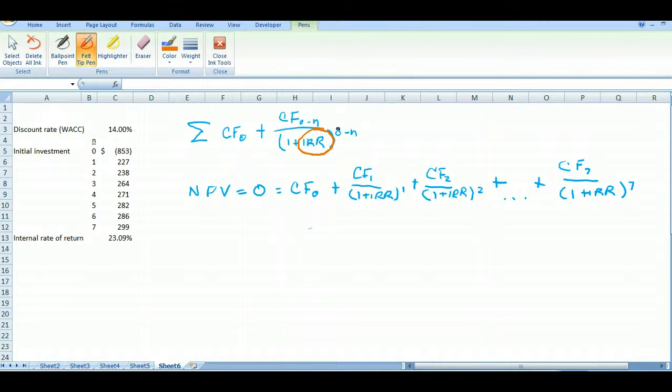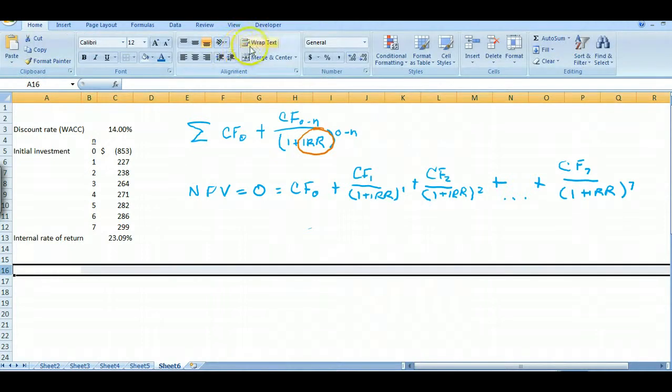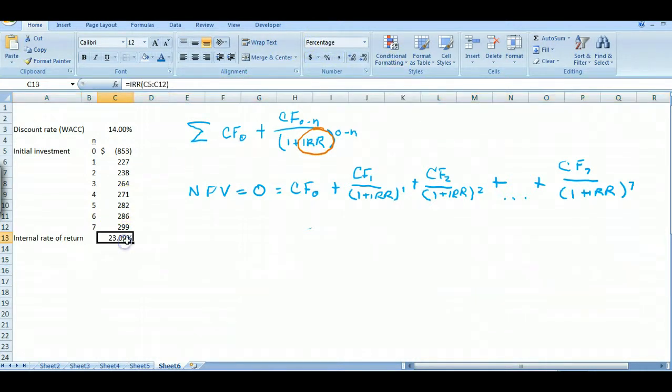So now I'm going to get rid of my pen, and I'll show you how to do this in Excel. So the first thing you have to do is highlight the cell where you want to put it. And let's get rid of this 2309, and you can see what I mean. We're going to calculate that 2309. How did I calculate it?